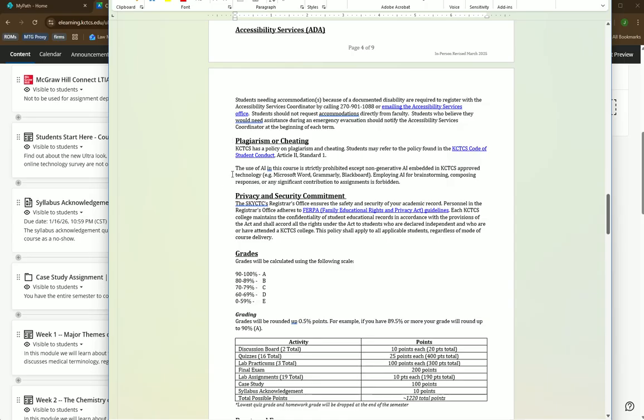Plagiarism or cheating, completely unacceptable. If you copy and paste anything from ChatGPT, for example, it's pretty obvious. So I implore you to please use critical thinking. Okay, do not plagiarize, do not cheat. You can go to our KCTCS Code of Student Conduct. There are consequences there. Don't find out what they are, essentially. But at the minimum, you will receive a 0. So I just tell everybody, avoid it.